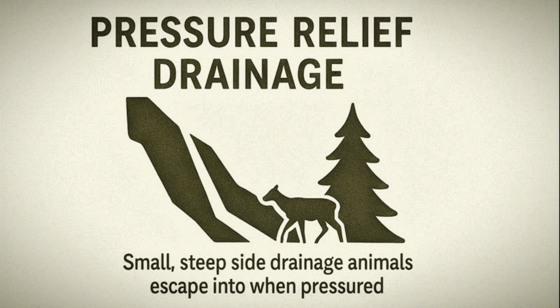Number 59 is your pressure relief drainage. Those are your small drainages where animals escape into after disturbance. A lot of hunters locate elk there after opening day.